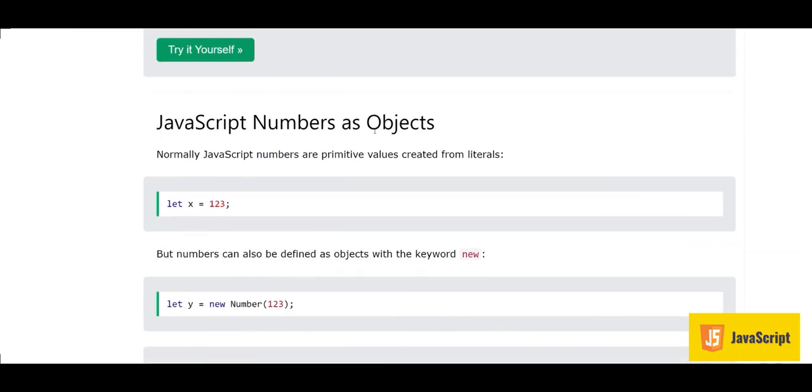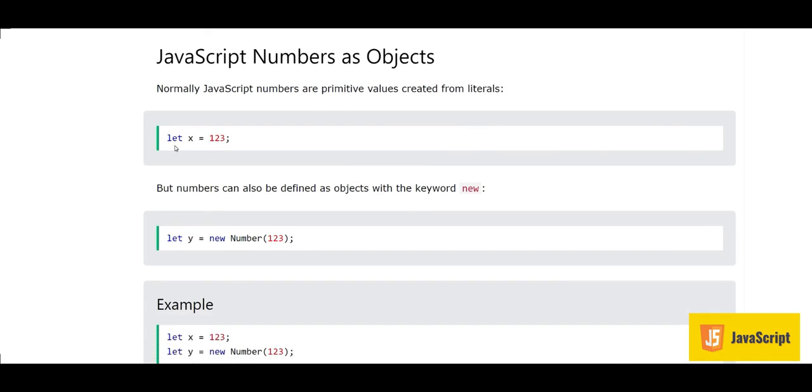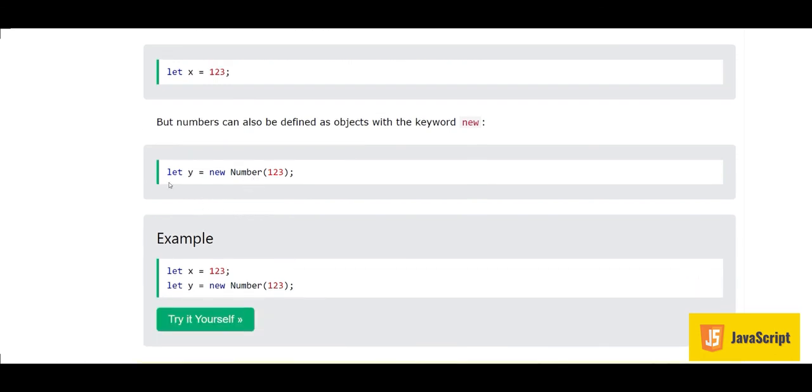JavaScript numbers as objects. Normally JavaScript numbers are primitive values created from literals, like we define a number with a variable definition like let x = 123. But numbers can also be defined with the new keyword. So we can also write let y = new Number(123). These two are the same numbers, but one is defined using the new keyword and one is using a primitive value with JavaScript literals.